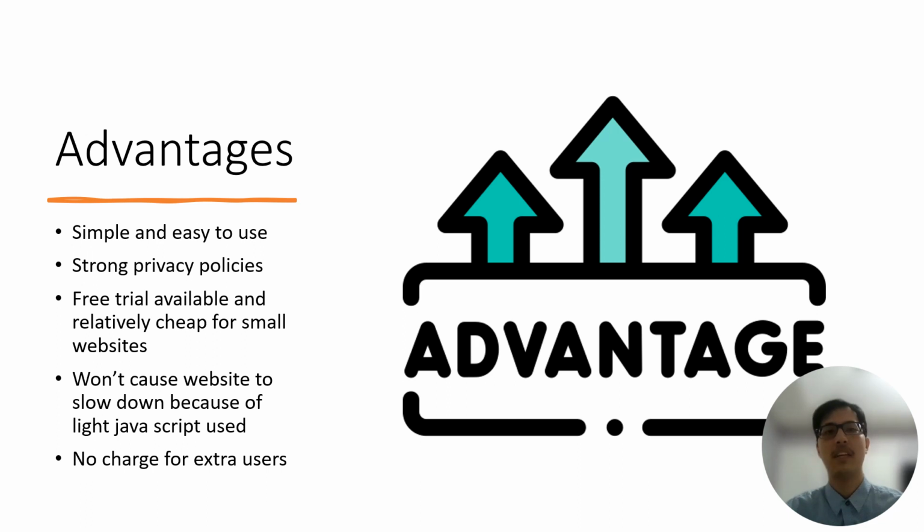Now, there are plenty of advantages when it comes to using GoSquared. It's simple to use, and the dashboard is easy to read and not really cluttered. They have strong privacy policies, so your users can rest easy that their data isn't being sold to some other company. Also, there's a free trial for people who just want to test out the tool, and there's a cheap plan offered for just $9 a month if you don't want to fully commit.